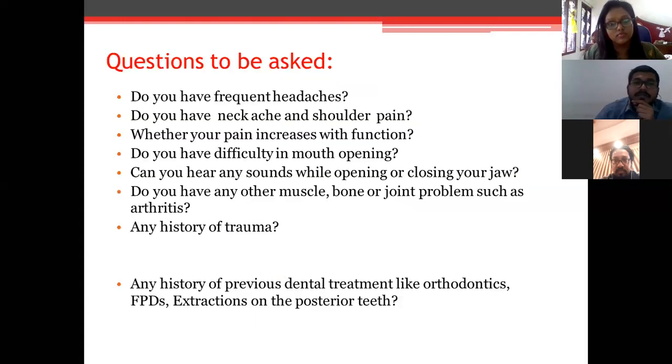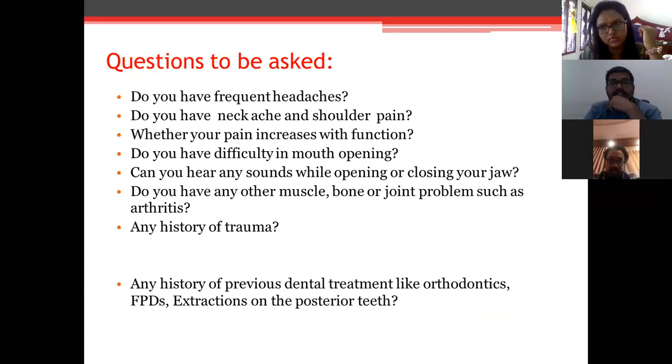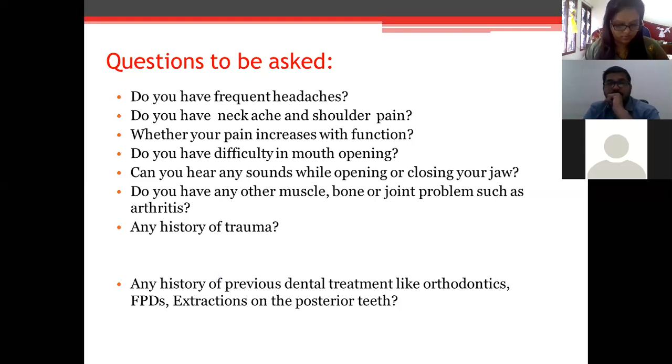So whenever a temporomandibular joint patient comes to you, there are some questions to ask. Do you have any frequent headaches? Do you have any neck ache or shoulder pain? Does your pain increase with function? Do you have difficulty in mouth opening? Can you hear any sound while opening or closing your jaw? Do you have any muscle or bone joint problems such as arthritis, a history of trauma, or any previous dental treatment? We will go through each question individually, and I will explain why we ask all these questions and what their importance is.